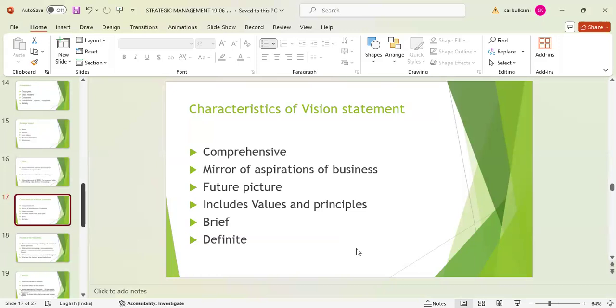The second characteristic is that it is a mirror of the aspirations of the business. Aspirations mean aim, future dreams, hopes, we can say. So it should be the mirror of the aspirations of the business. The statement should reflect what the business wants to do in the future.